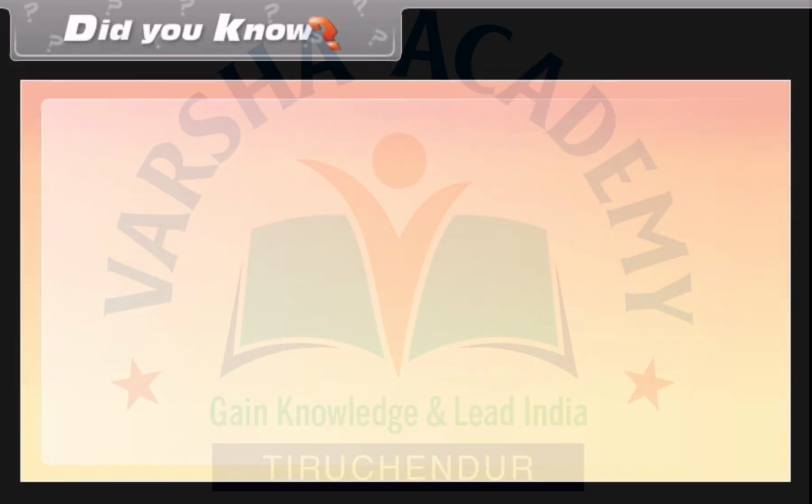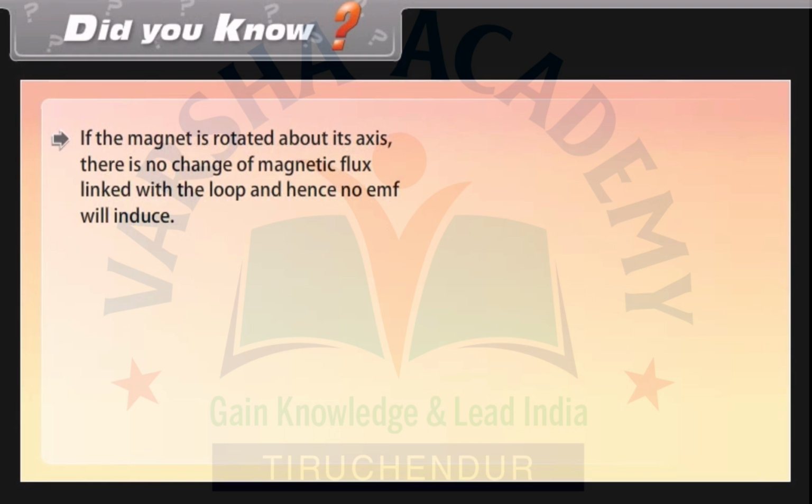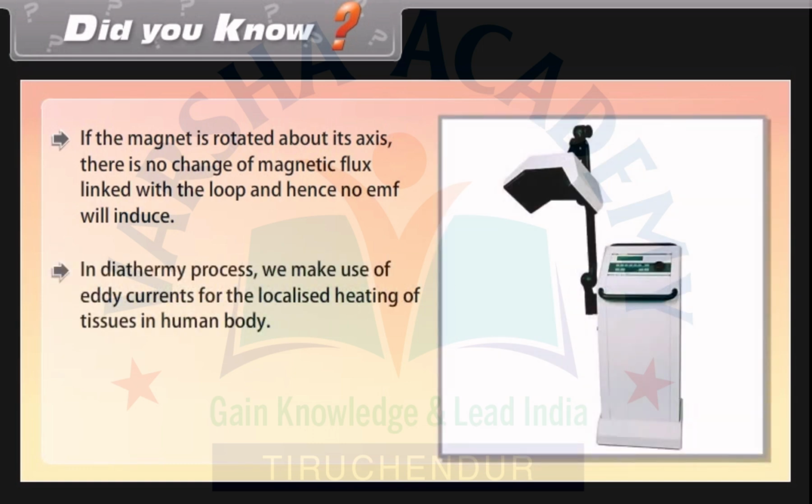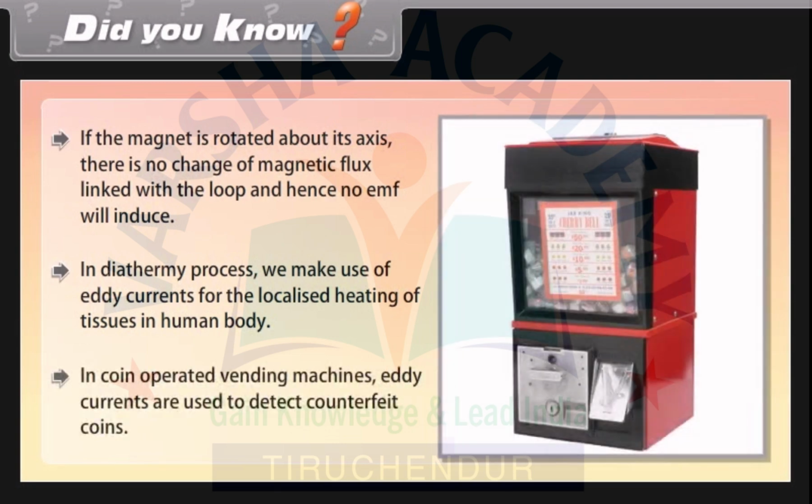Did you know? If the magnet is rotated about its axis, there is no change of magnetic flux linked with the loop and hence no EMF will be induced. In diathermy, we make use of eddy currents for the localized heating of tissues in the human body. In coin-operated vending machines, eddy currents are used to detect counterfeit coins.